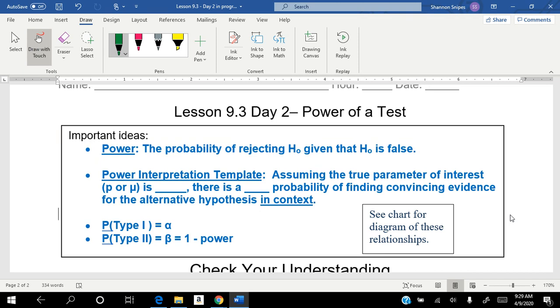So of course you will probably be asked to interpret the power. So here's a good template for you to use. Assuming the true parameter of interest, remember we have p for proportion and mu for mean, so it depends on what your situation's describing. Assuming the true parameter of interest is blank, there is a blank percent probability of finding convincing evidence for the alternative hypothesis.